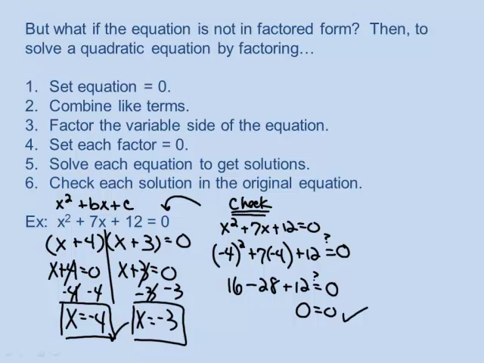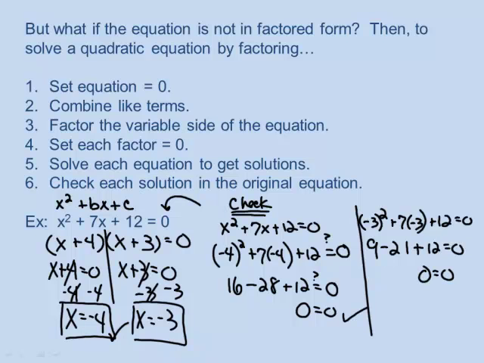To check our second solution, we'd have x equals negative 3, so we'd have negative 3 squared plus 7 times negative 3 plus 12 equals 0. Negative 3 times negative 3 is a positive 9. Minus 21 plus 12 equals 0. And again, 0 equals 0, looks good, checks out, problem solved.